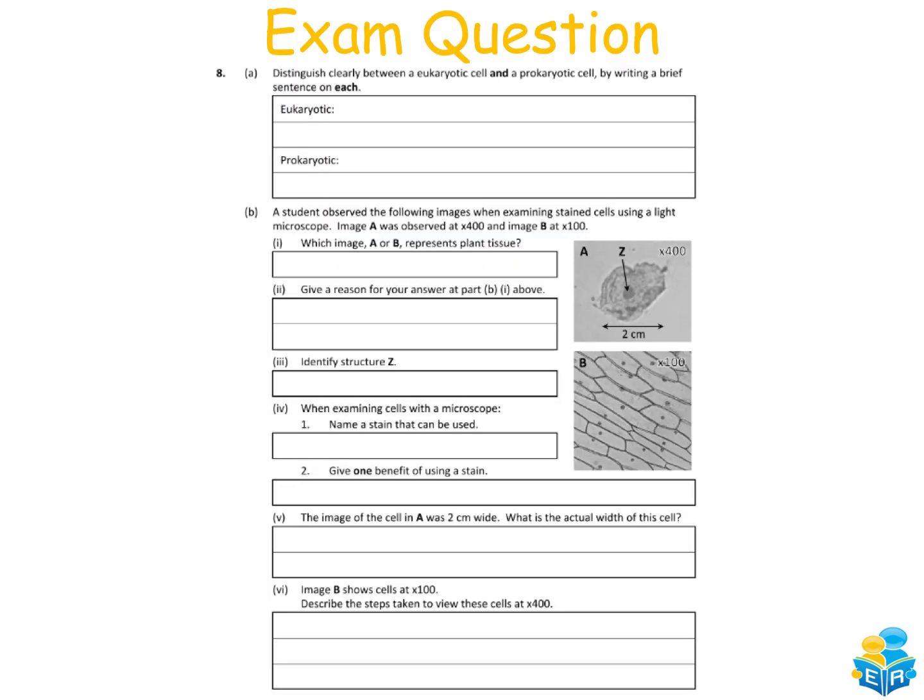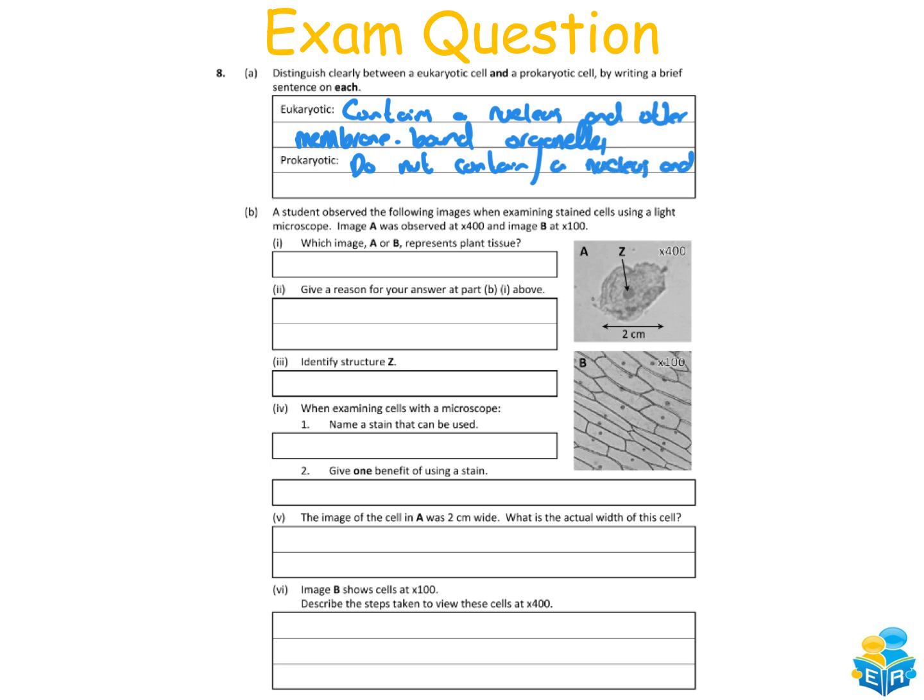So we're going to have a look at a quick exam question here then, based on everything we've seen so far. Distinguish clearly between a eukaryotic cell and a prokaryotic cell by writing a brief sentence on each. So a eukaryotic cell contains a nucleus and other membrane-bound organelles. And prokaryotic cells do not contain a nucleus and other membrane-bound organelles.